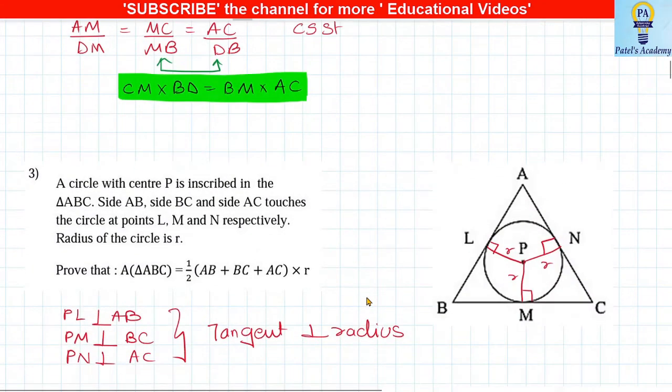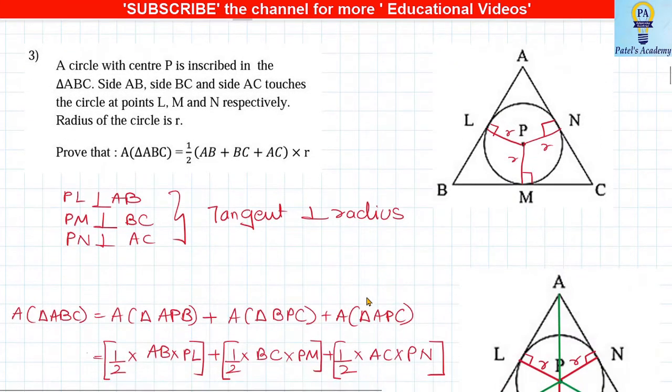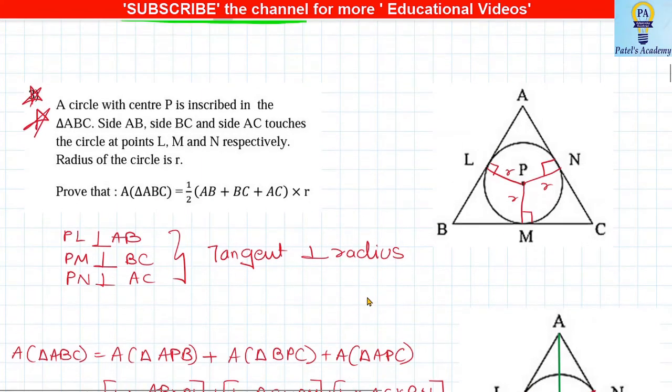Now let's see the third one. Students, the third sum is very important as per boards. Now let's see what they have given. They have given that we have a circle inscribed in triangle ABC, where triangle ABC touches the circle at points L, M, N. The first thing I've done is construction. You can see that in red, that is PL, PM and PN.